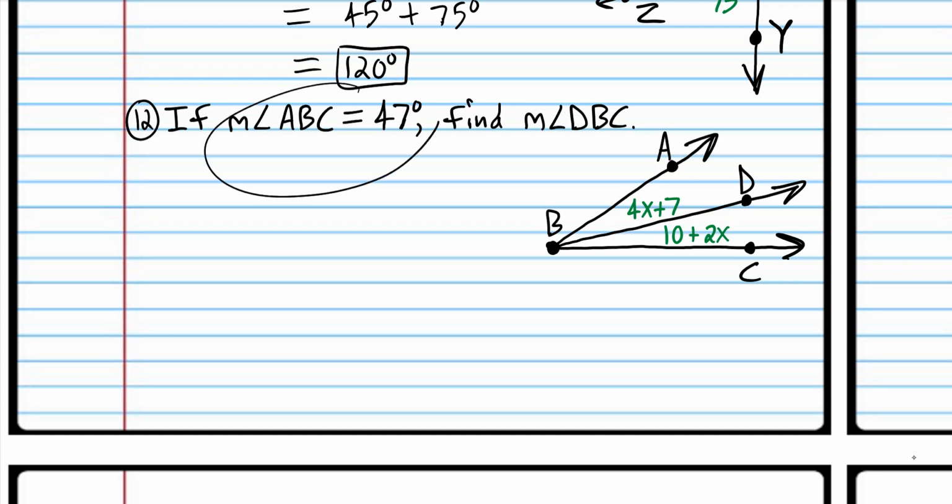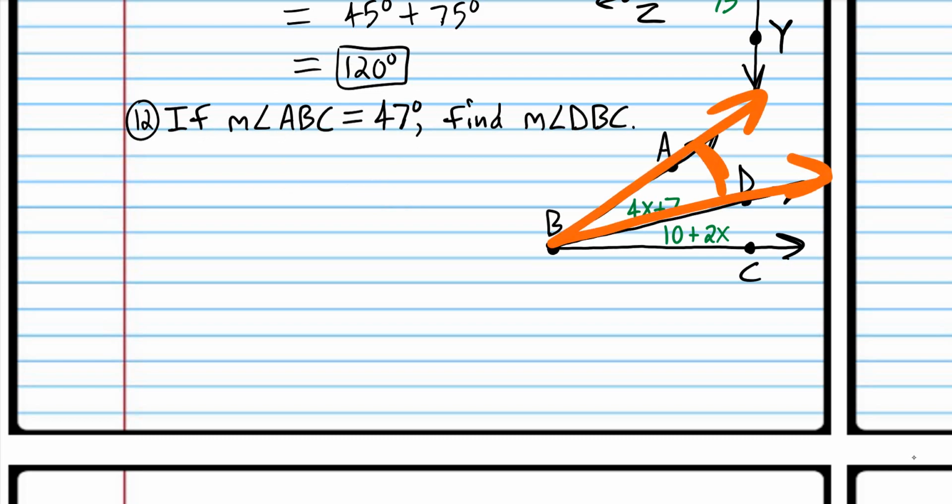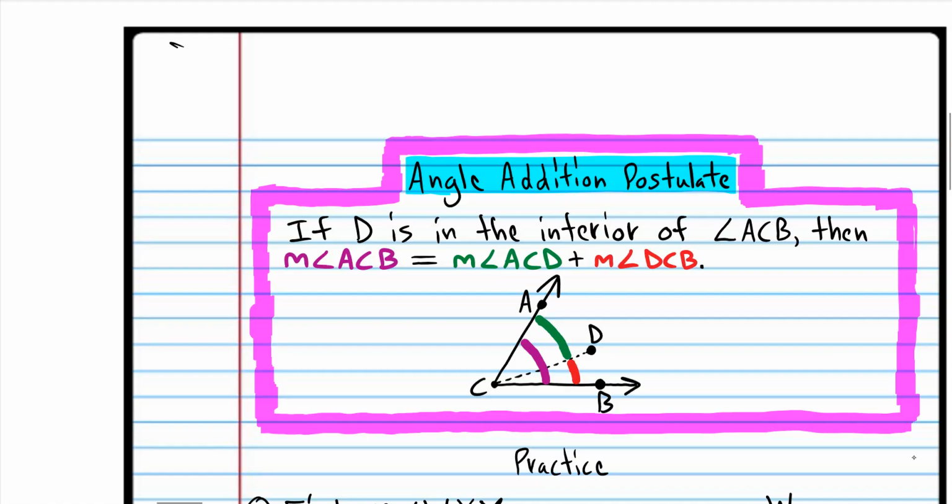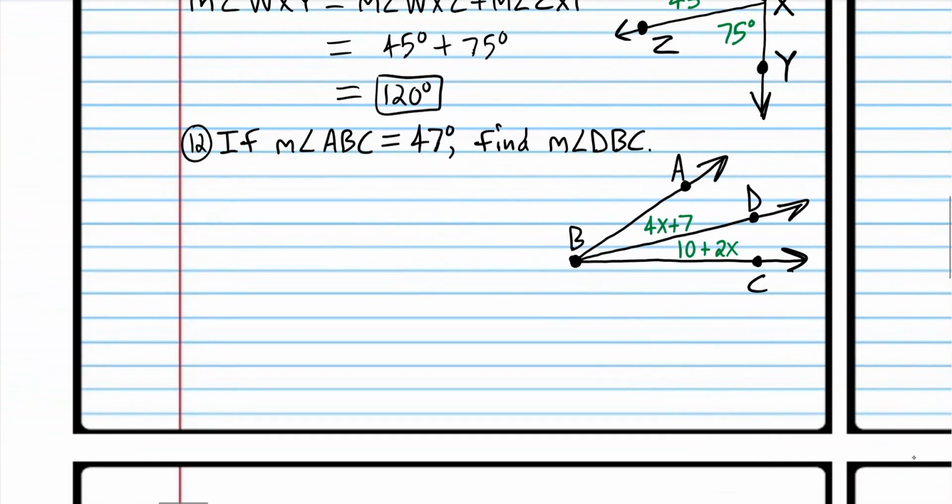So we're told that the measure of angle ABC is 47 degrees. That's this angle here. That angle measure is 47 degrees. And they tell us to find the measure of angle DBC. So that is this angle here. They want the measure of that angle. So we're going to use the angle addition postulate again. We know that the measure of angle ABC is equal to the measure of angle ABD plus the measure of angle DBC. So again, what we're saying is the measure of this angle plus the measure of this angle is equal to the measure of the entire angle.